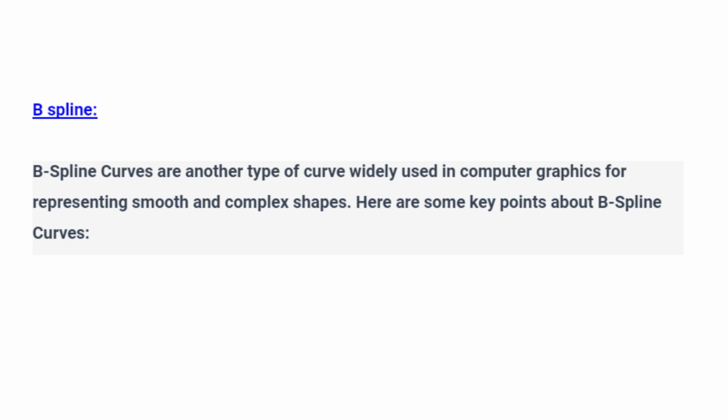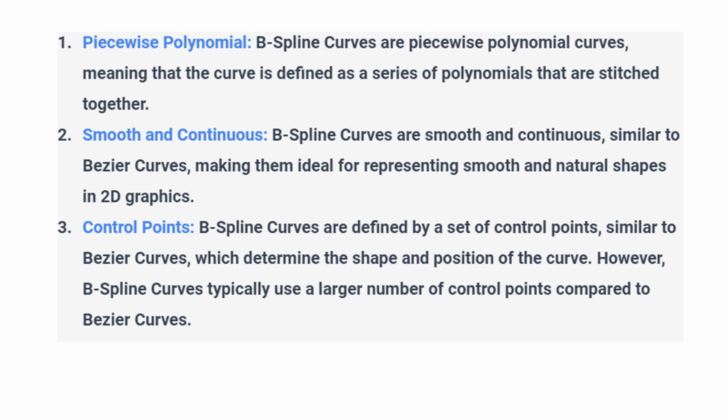B-spline. B-spline curves are another type of curve widely used in computer graphics for representing smooth and complex shapes. Here are some key points about B-spline curves. Piecewise polynomial. B-spline curves are piecewise polynomial curves, meaning that the curve is defined as a series of polynomials that are stitched together. Smooth and continuous.